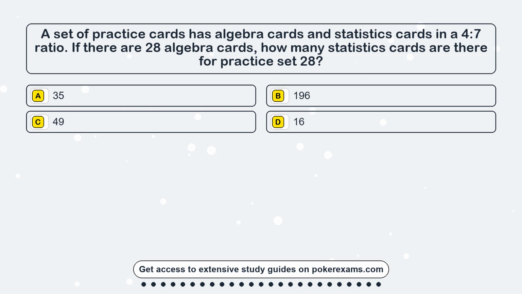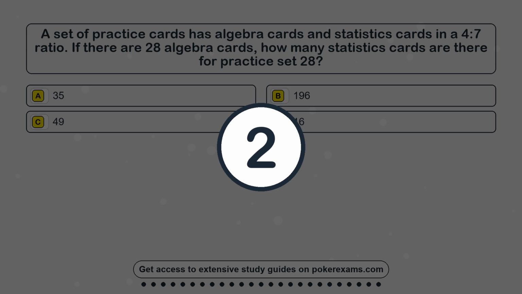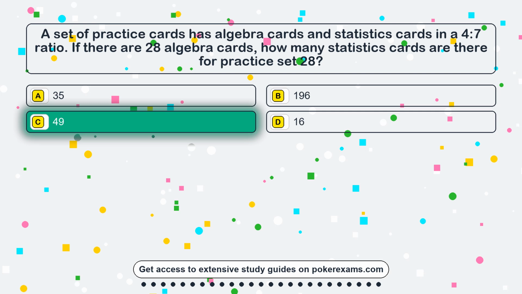Question 4. A set of practice cards has algebra cards and statistics cards in a 4:7 ratio. If there are 28 algebra cards, how many statistics cards are there for practice set 28? Option A 35. Option B 196. Option C 49. Option D 16. The correct answer is option C, 49.